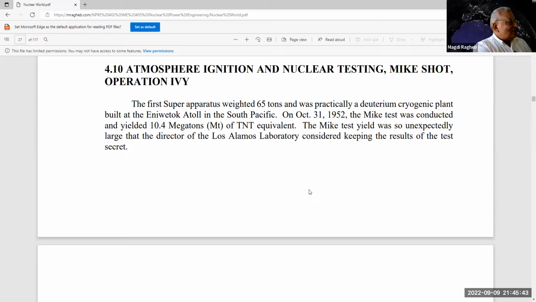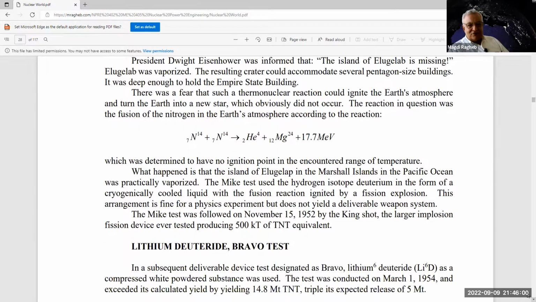But they worried that, what if we release that energy and we don't just ignite deuterium and tritium, but we ignite the nitrogen in our atmosphere and the Earth would become a star? Well, they did calculations, and luckily, as you can see, it did not happen. Otherwise, you wouldn't be here. They worried about nitrogen-14 plus nitrogen-14, generating magnesium-24 and an alpha particle.